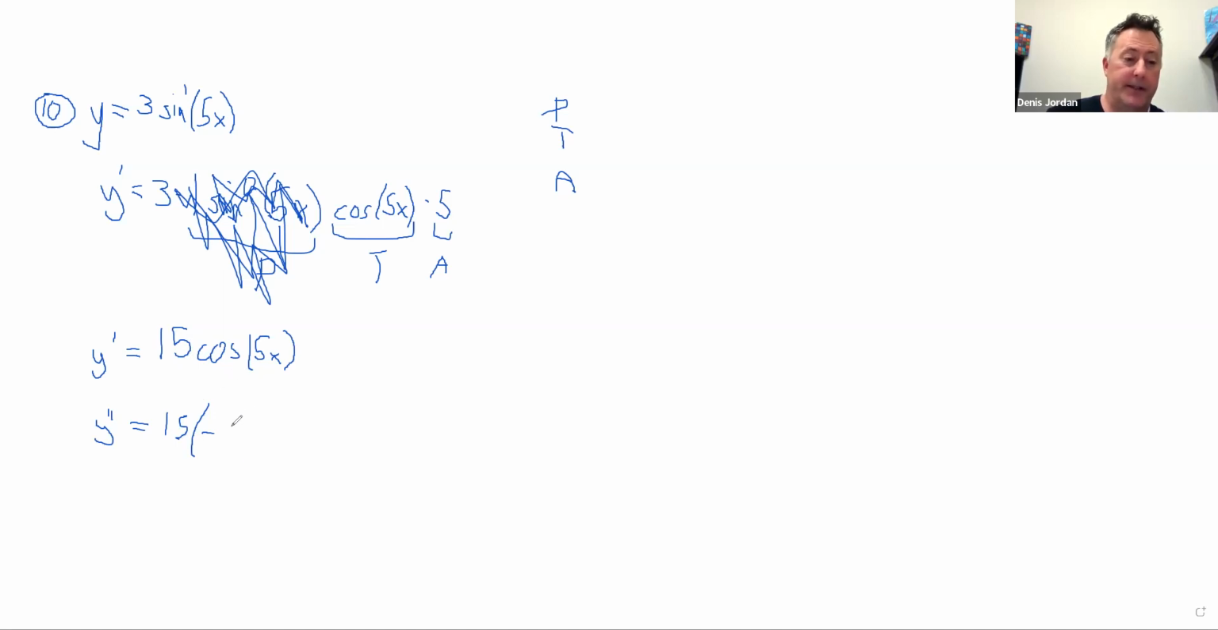So for your second derivative, the 15 is just going to stay as 15. The derivative of the cosine is negative sine. And then the derivative of your 5x is 5. And that's your derivative. For the most part, you just have to multiply your constants together, kind of clean it up. So it'd be negative 75 sine of 5x.